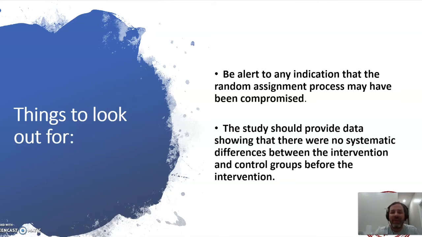The study should provide data showing that there were no systematic differences between the intervention and control groups before the intervention. So as we just said, the random assignment process ensures to a high degree of confidence that there are no systematic differences between the characteristics of the intervention and control groups prior to the intervention. However, in rare cases, particularly in small trials, random assignment might by chance produce intervention and control groups that differ systematically in various characteristics. For example, academic achievement levels, socioeconomic status, or ethnic mix. Such differences could lead to inaccurate results.